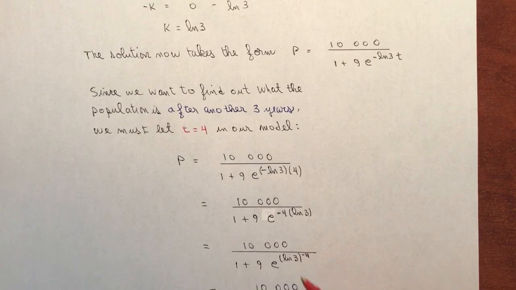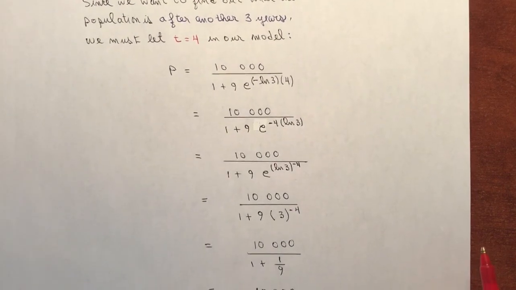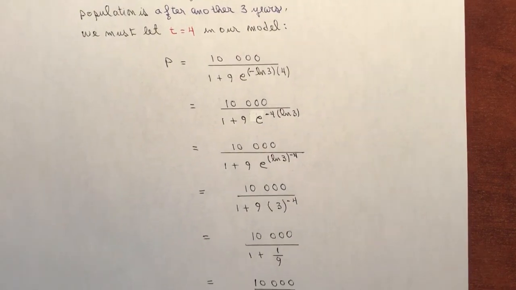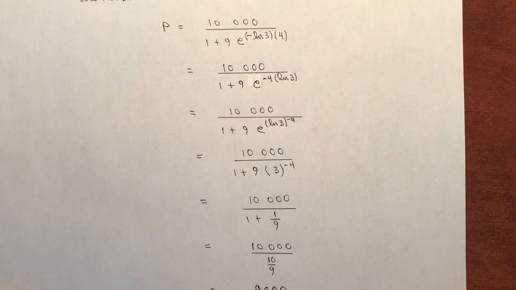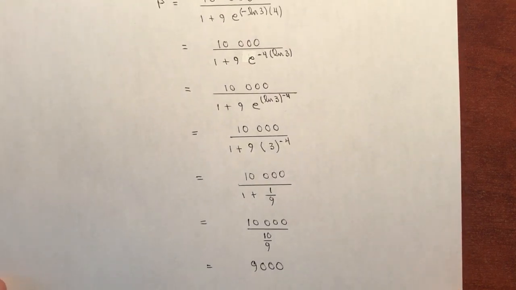So e to the ln of 3 is actually 3. And 3 to the minus 4 is 1 over 81. 9 times 1 over 81 is 1/9. And 1 plus 1/9 is 10/9. And if we flip the fraction, we get that the population will be 9,000.